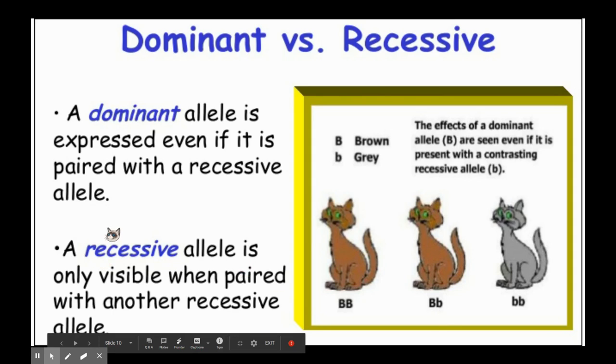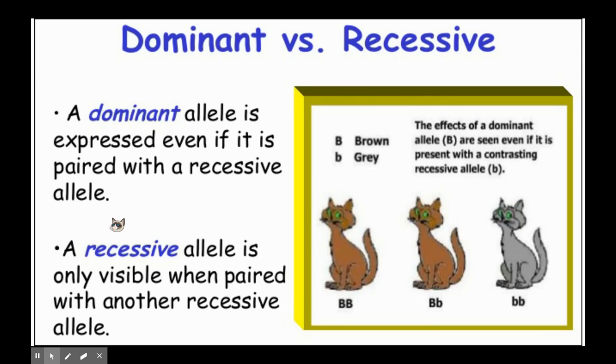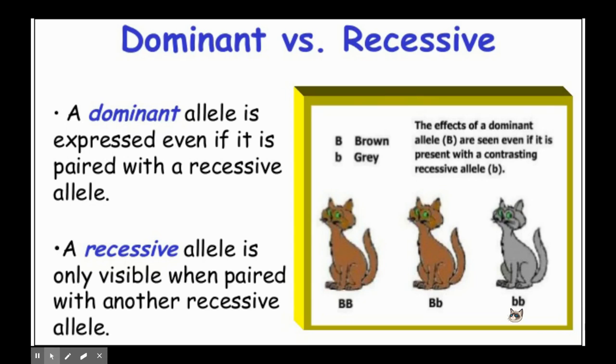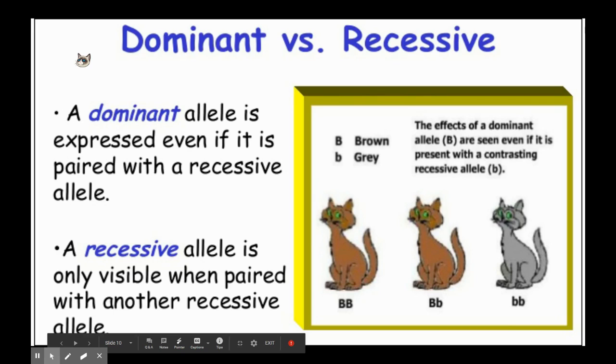Now, a recessive allele is only going to show up whenever it's paired with another recessive allele, because it doesn't show up if it's being masked by a dominant allele. So this is the only instance where you will see a recessive gene actually showing up. That means that you can have two different genotypes and they're still going to look the same.